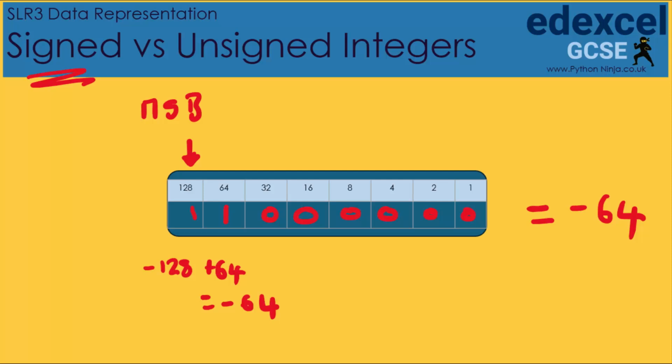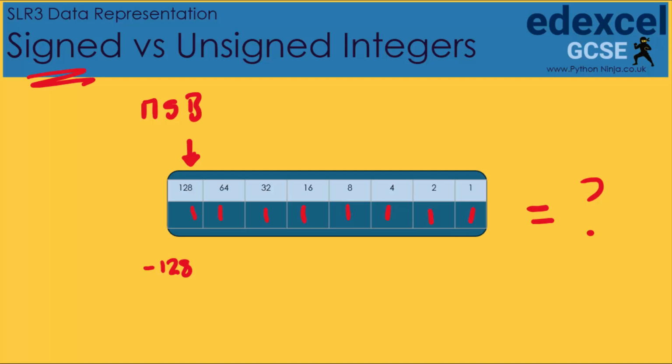Now what if we put a 1 in here? What value is being represented here? So minus 128, because there's a 1 in the MSB, there's a 1 here, so we add 64, which gives us minus 64, and then we add 1 here, which gives us minus 63. Now what if, let's tidy this up a bit, what if we added 1, 1, 1, 1, 1, 1, 1 here?